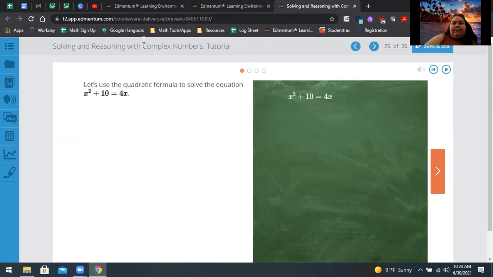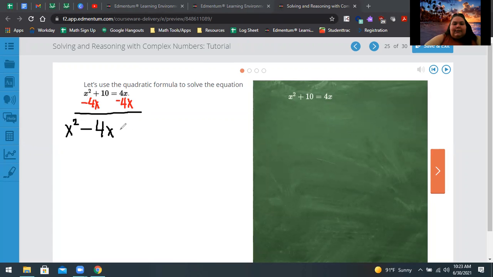Currently I have a positive 4x, so I'm going to subtract 4x on both sides. Keep in mind, 4x cannot be combined with x squared or 10. So this is going to be x squared minus 4x plus 10. I already put it in standard form: we keep our highest degree power of the variable, which is x squared, and then it decreases. And 4x minus 4x cancel each other out. That is equal to 0. So now I have it equal to 0 and in standard form.